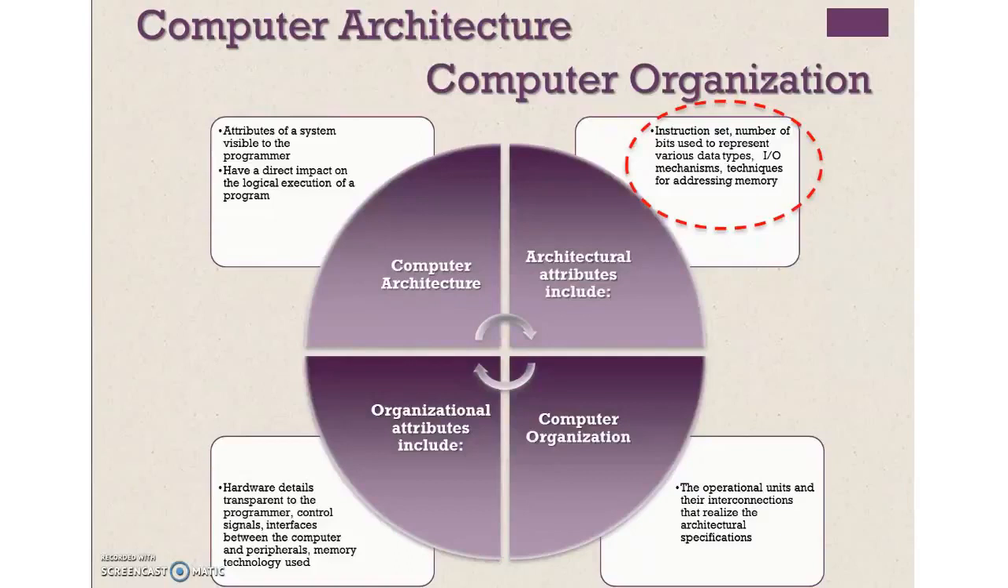While computer organization refers to the operational units and their interconnections that realize the architectural specification. Examples of architectural attributes include the instruction set, the number of bits used to represent various data types, I/O mechanisms, and techniques for addressing modes. While organizational attributes include those hardware details transparent to the programmer, such as control signals, interfaces between the computer and peripherals, and finally the memory technology used.